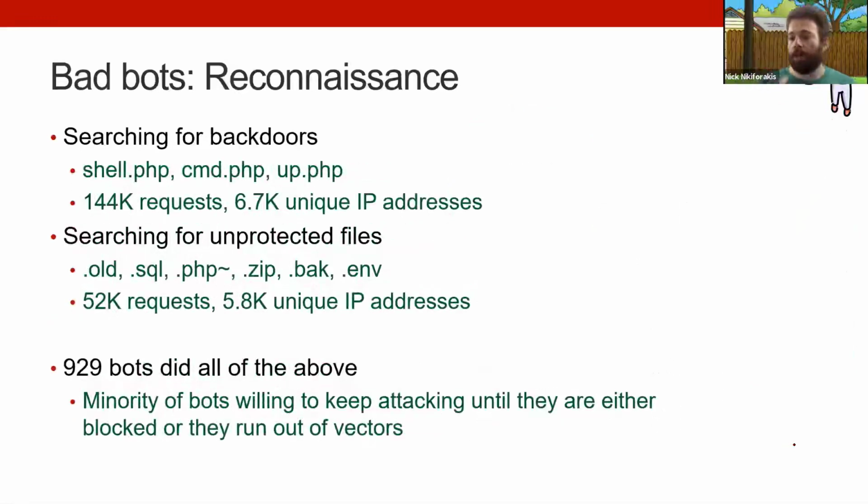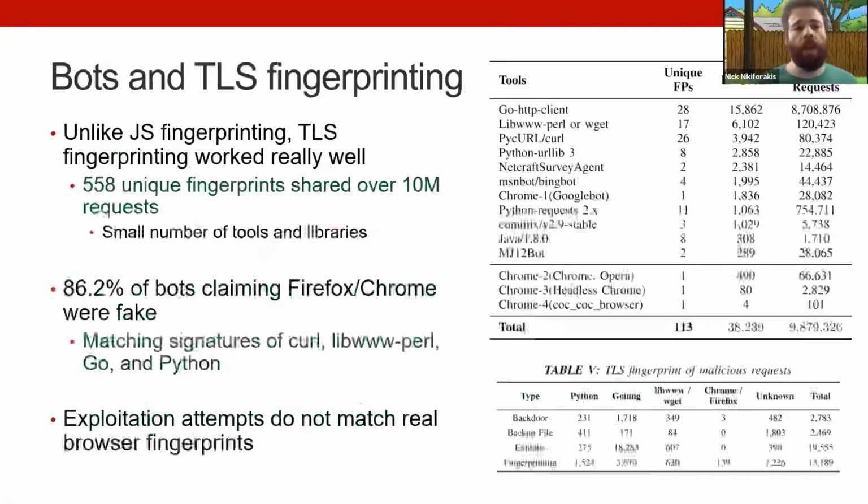We have reconnaissance that is not exploit related. Like I mentioned earlier, you're searching for misconfigurations from developers. So you're searching for backdoors, you're searching for protected files. And we saw quite a number of IP addresses that were explicitly searching for these files, trying to effectively capitalize on developer error. And we had a small number of bots, 929, that were actually doing everything, right? So these were really full-fledged attack suites that would start from reconnaissance and would just work their way through all of the attacks that they were searching for.